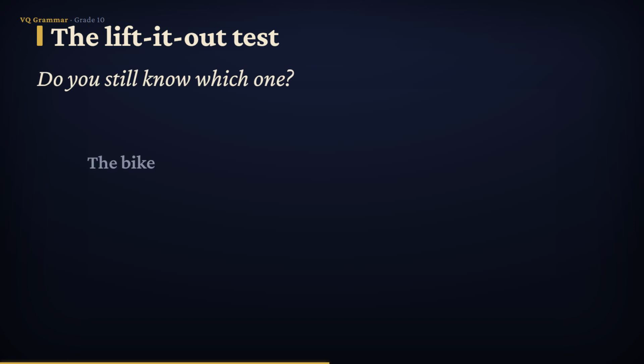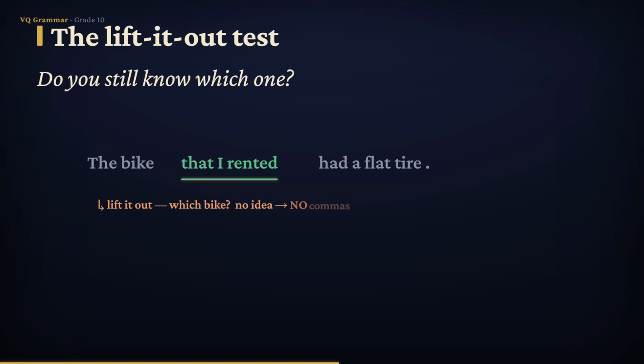Sentence 1. The bike that I rented had a flat tire. Now lift the clause out and read what's left. The bike had a flat tire. Which bike? You have no idea. The clause was carrying the identification all by itself, so it is essential, and an essential clause gets no commas.